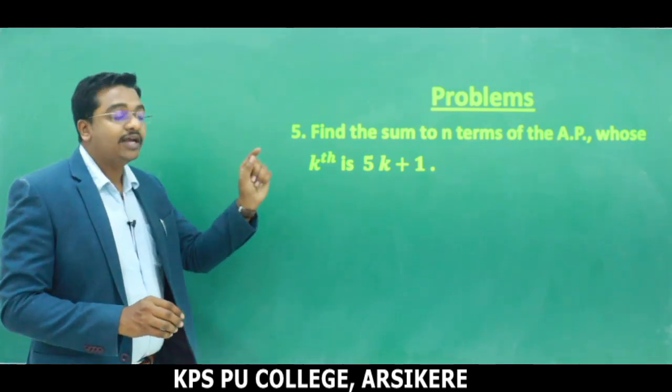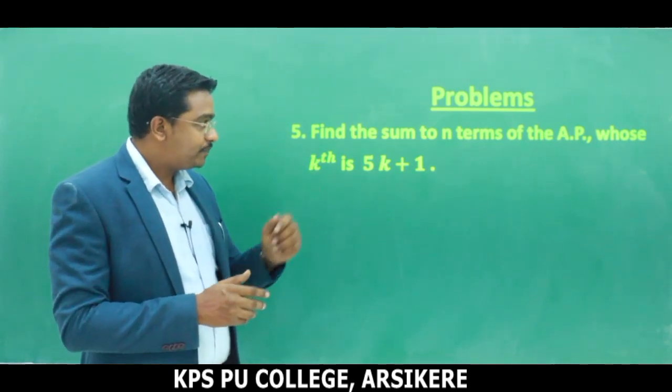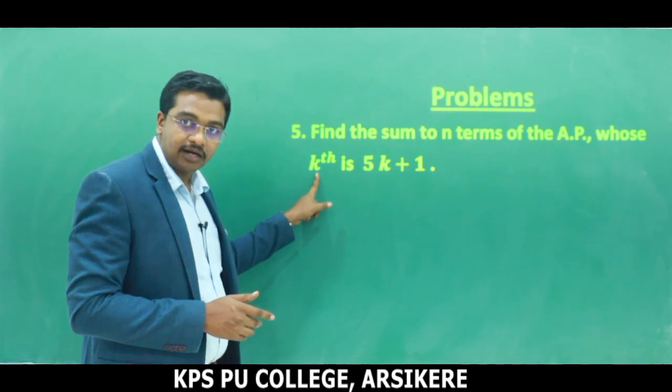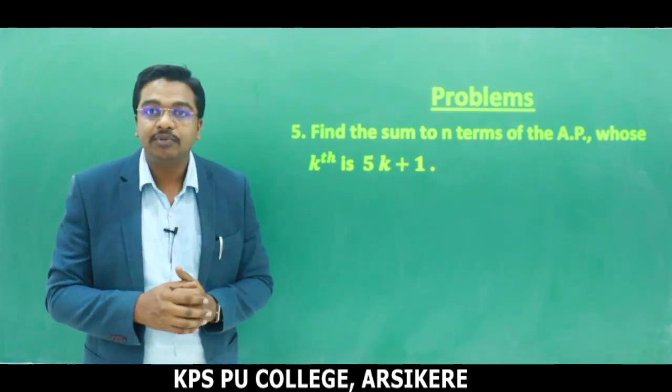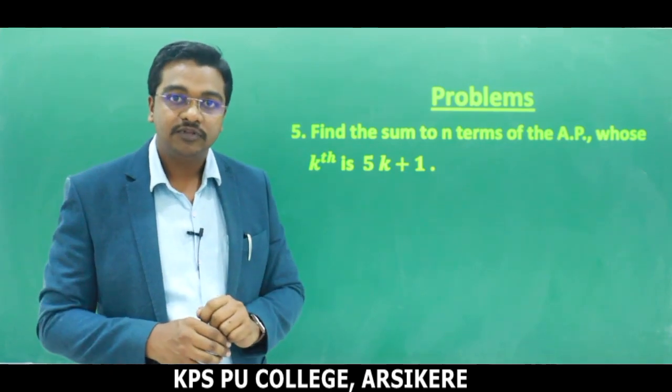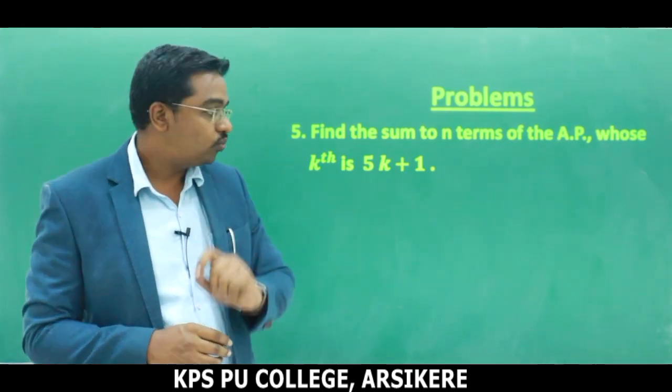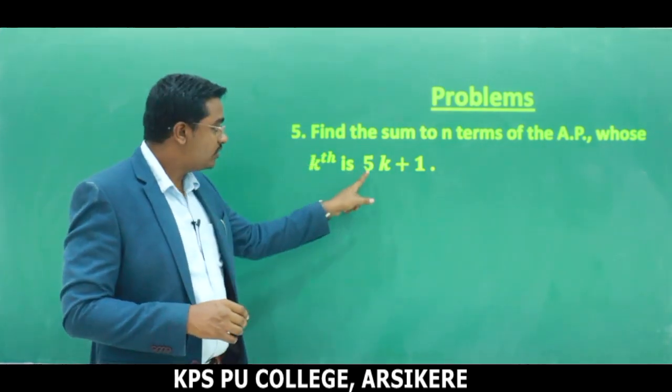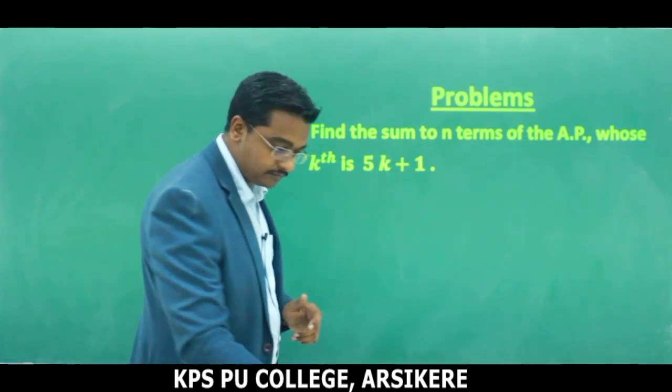Problem number 5. Find the sum to n terms of the AP whose kth term is 5k plus 1. So what is given? The kth term is 5k plus 1, that is ak is equal to 5k plus 1.